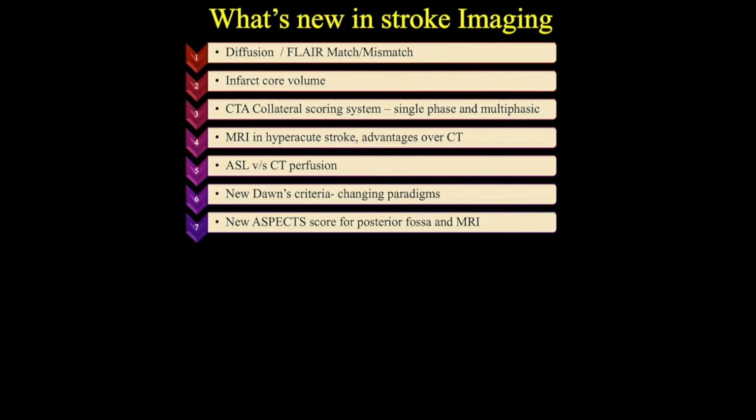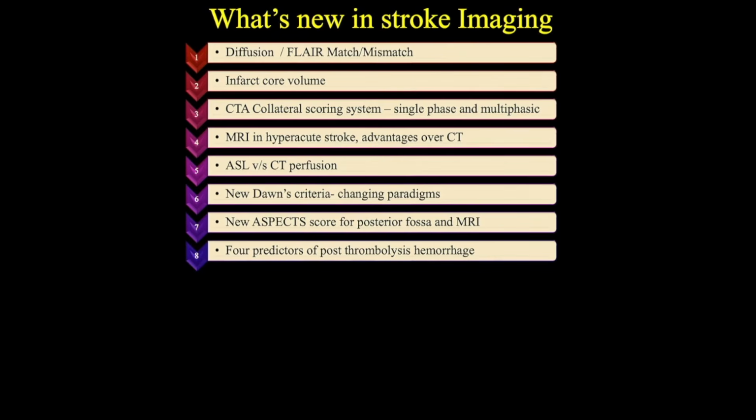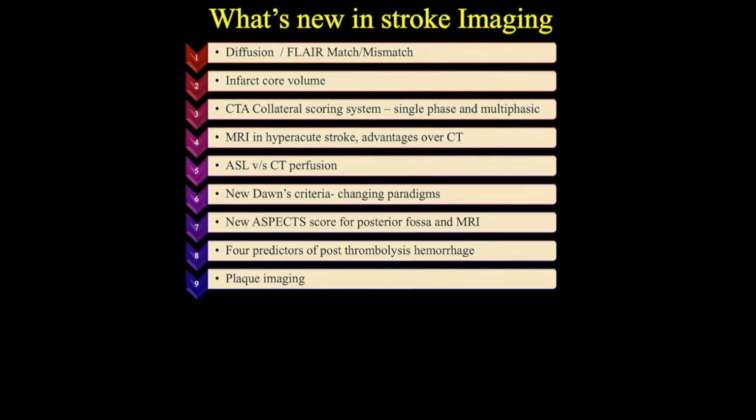Then we look at new ASPECTS for posterior fossa and MRI ASPECTS. Then we look at 4 predictors of post-thrombolysis hemorrhage and how we can caution the neurologist or neurosurgeon treating these patients with hyperacute stroke. Touch upon plaque imaging, although it's a different topic altogether.